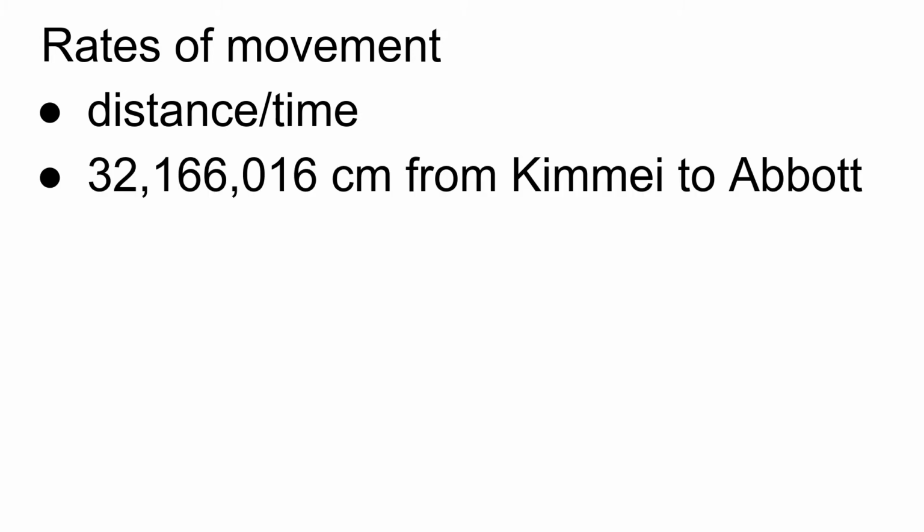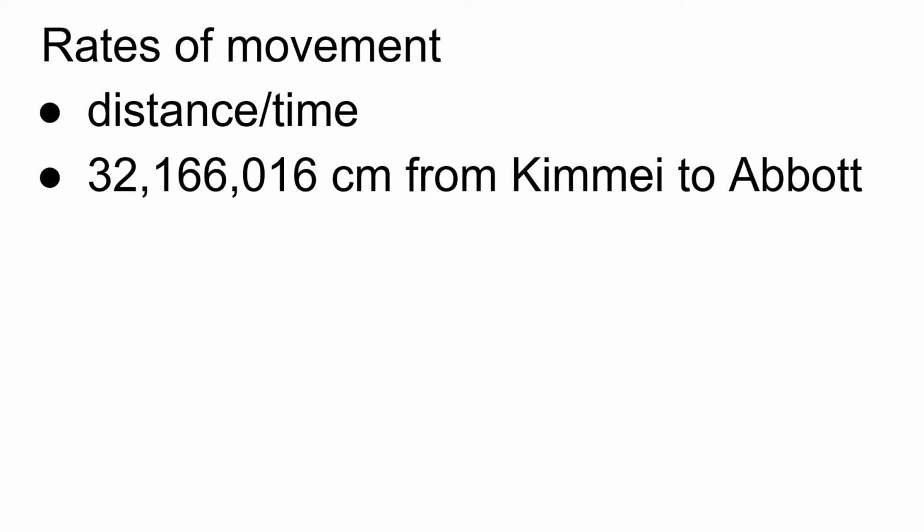So in the earlier demonstration, we measured 32,166,016 centimeters from Kinmai to Abbott. The numbers that we end up with for movement aren't going to be accurate because we're starting on the Emperor Seamount chain and we're ending up on the Hawaiian Island chain. So it's good as an example of how to measure, but I wouldn't use the answer for anything.